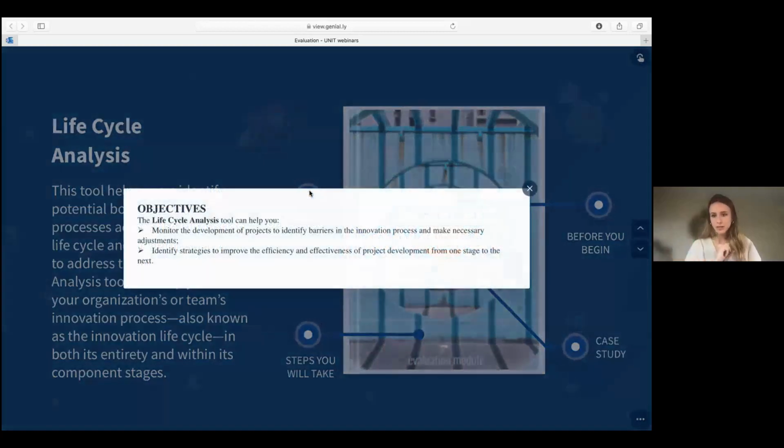Therefore, it has 2 main objectives. The first objective of this tool is to monitor the development of projects, to identify barriers in the innovation process and make necessary and needed adjustments. The second objective is to identify strategies to improve the effectiveness and efficiency of project development from one stage to the next stage. Let's remember that the stages are ideation, incubation, pilot, and scale.